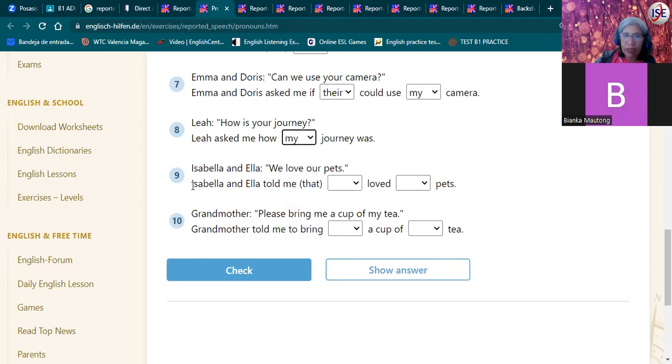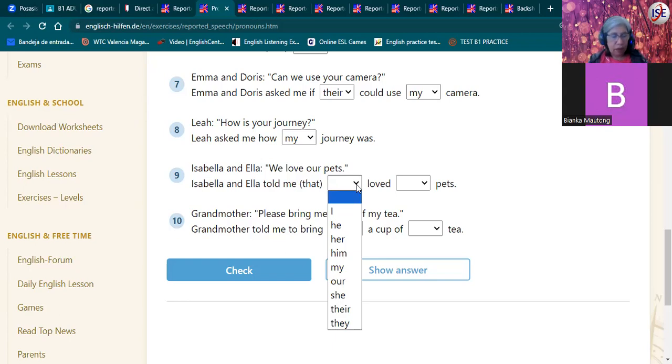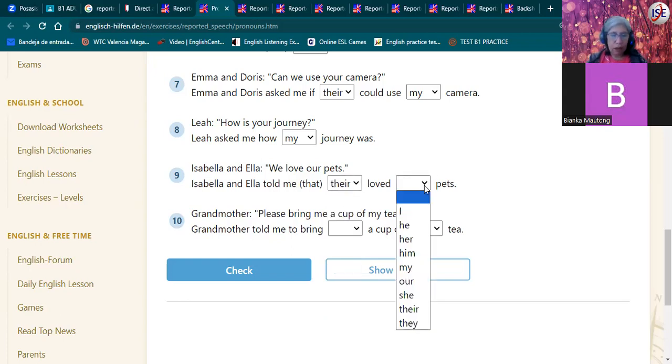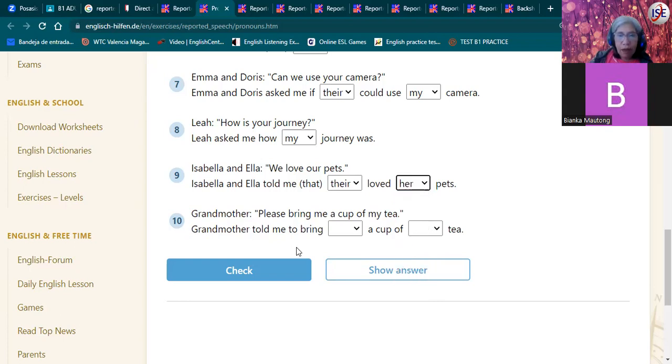Isabella and Ella, we love our pets. Isabella and Ella told me that they loved their pets. Okay. Grandmother, please bring me a cup of my tea. Grandmother told me to bring. Her no.